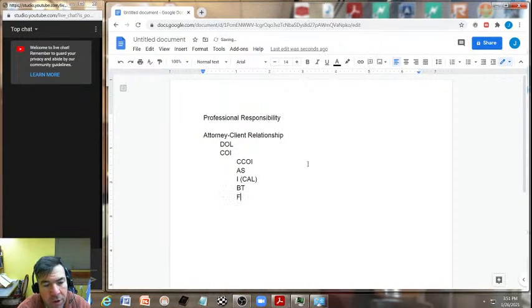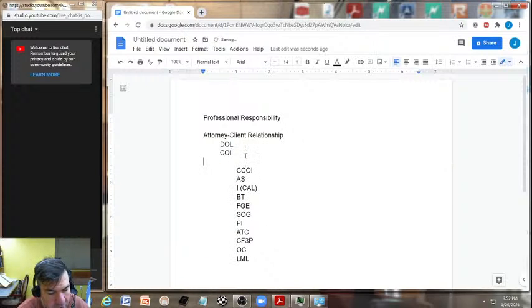And we're going to do former government employee, solicitation of gifts, property interest, advances to the client, compensation from third parties, and organizational client, and no limiting of malpractice liability. So this is where all of our conflicts of interest would sit.